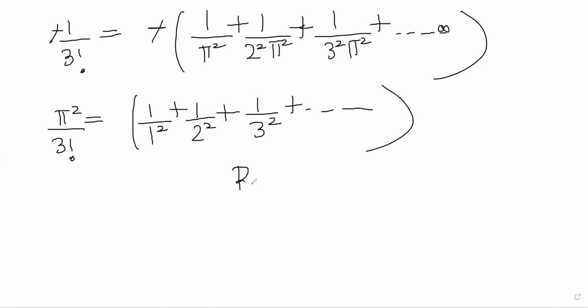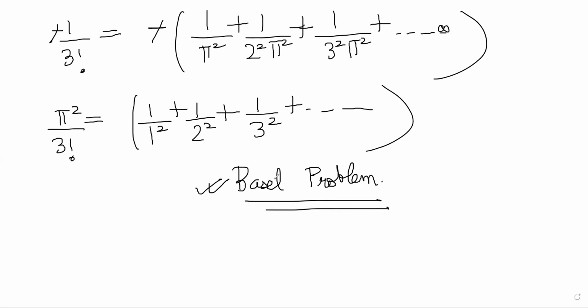And basically this is the Basel problem. This was a problem that Euler solved much before he proved this infinite series expansion, but he became famous for solving this series, finding a closed form solution for 1 by 1 square plus 1 by 2 square and so on. And this is pi square by 3 factorial, which is pi square by 6.